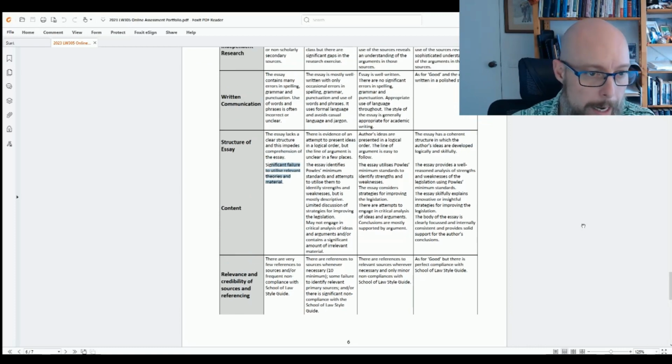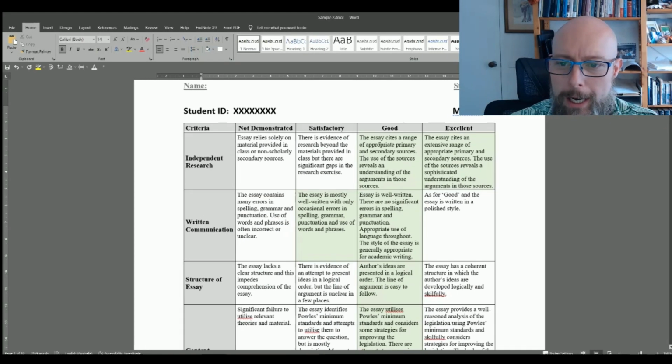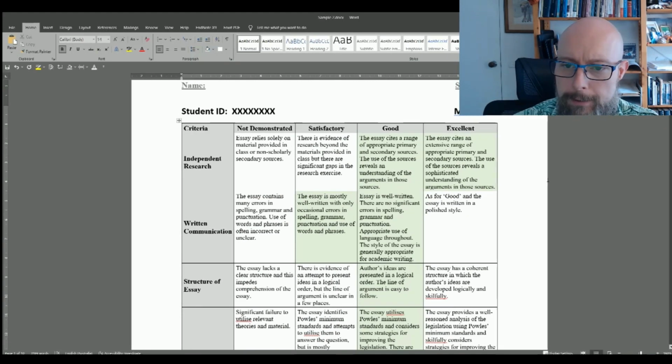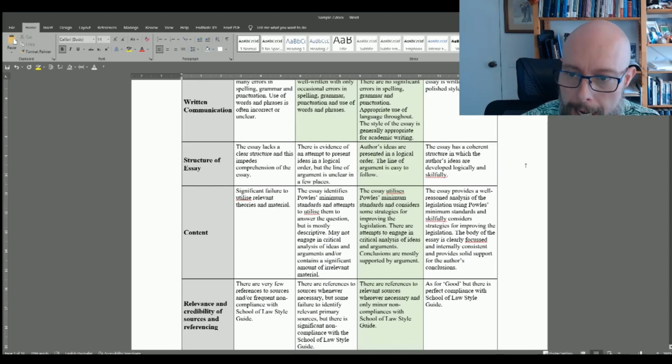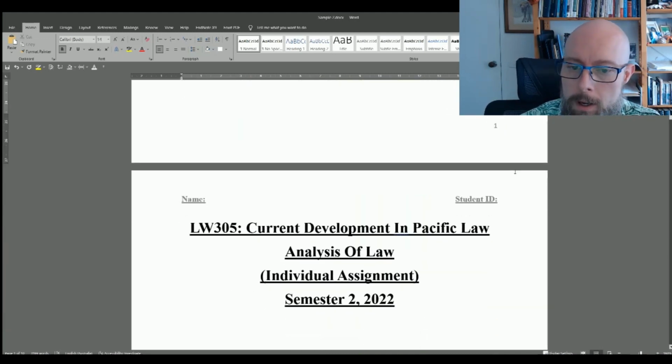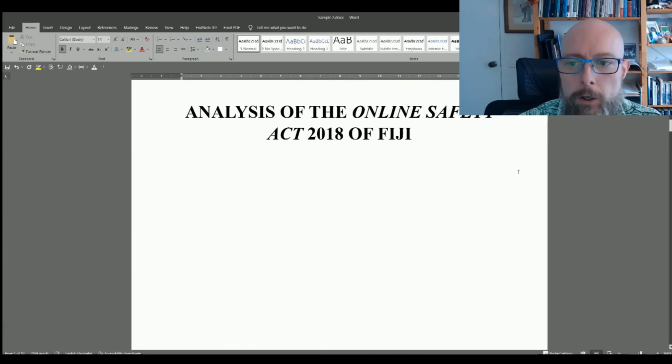Why don't I now move from that and I will take you to our first sample. Okay, so here we are with this sample. As you can see, generally a good essay looking at the Online Safety Act of Fiji. Other students have looked at this. Some are looking at it this semester.